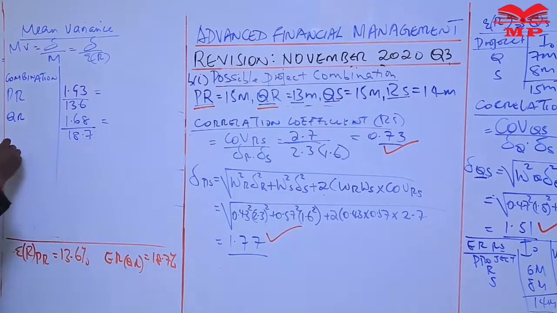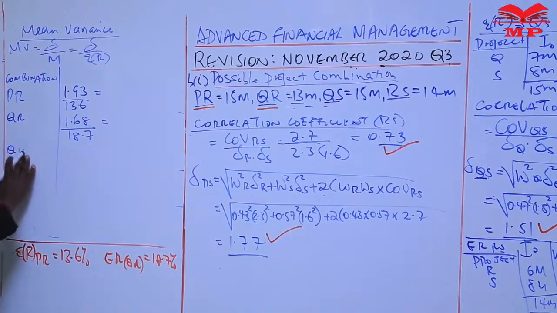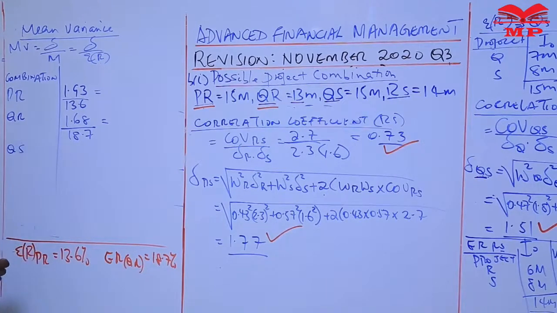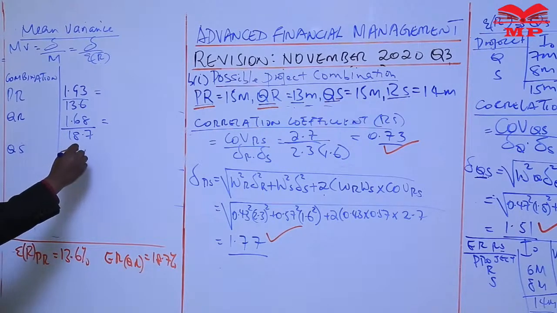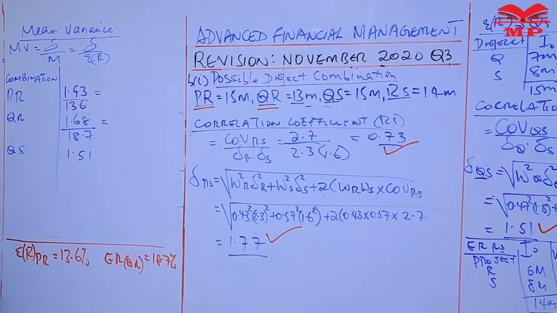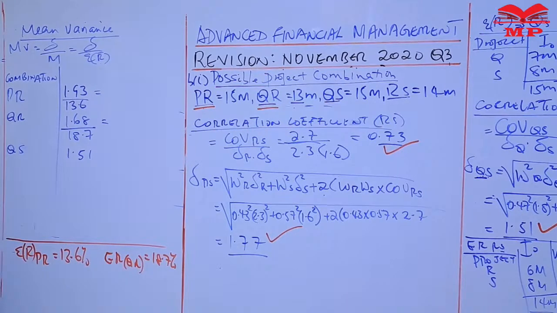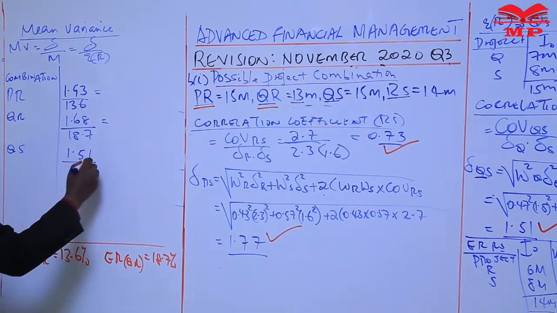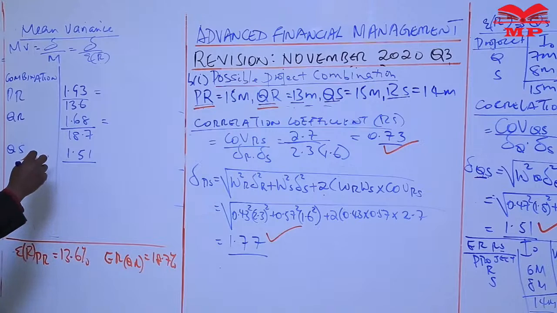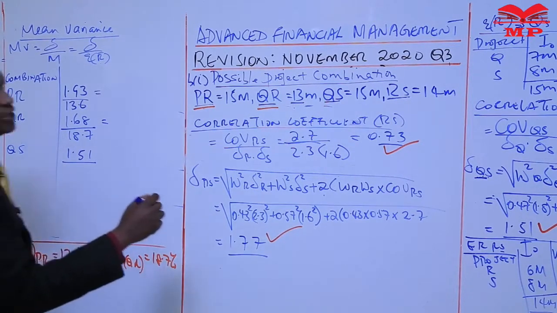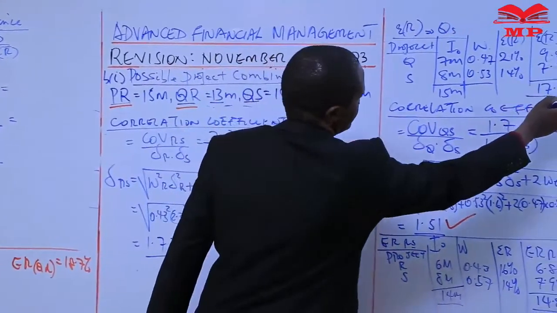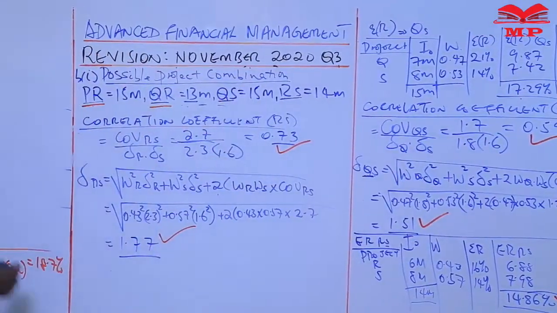QS. The standard deviation of combination QS is 1.51. 1.51 divided by the expected return of QS, which we calculated here, is 17.29.